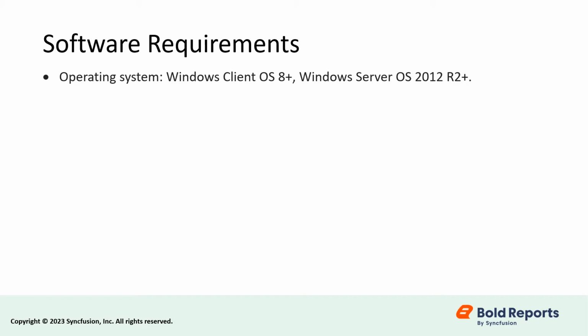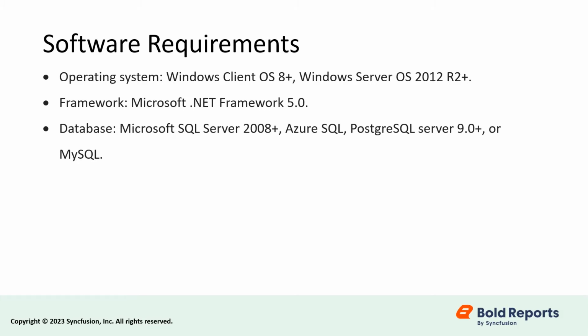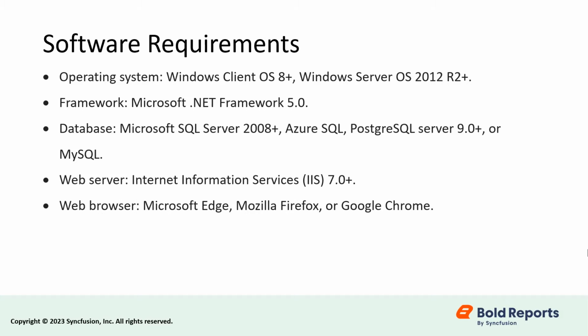The software requirements for running the report server are: operating system, Windows Client OS 8 or newer, Windows Server OS 2012 R2 or newer. Framework, Microsoft .NET Framework 5.0. Database, Microsoft SQL Server 2008 or newer, Azure SQL, PostgreSQL Server 9.0 or newer, or MySQL. Web server, Internet Information Services 7.0 or higher. Web browser, Microsoft Edge, Mozilla Firefox, or Google Chrome.